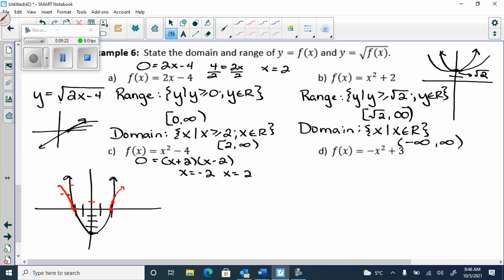So my range is going to be y such that y is greater than or equal to 0, because it keeps going on forever, because it's not sandwiched. It's not concave down. So 0 to infinity.